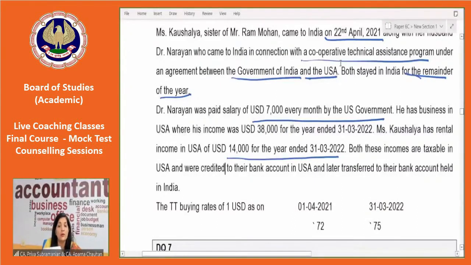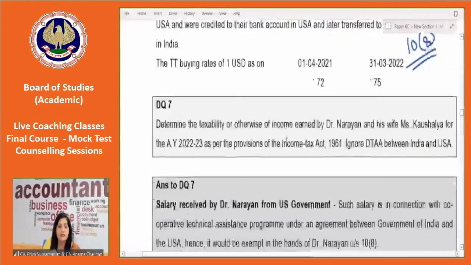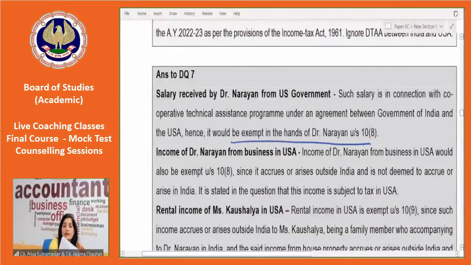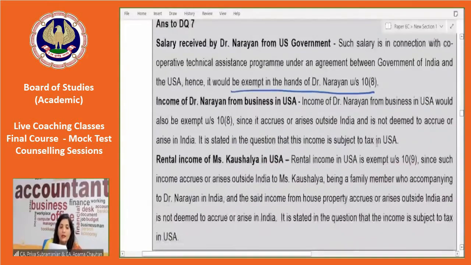in connection with Cooperative Technical Assistance Program under an agreement between Government of India. Section 10(8) deals with exemptions, providing the exemption to such individuals who came to India. In such cases, the income arising outside India would not be deemed to accrue or arise in India, right? Accordingly, the business income and the salary received by Dr. Narayan from the US government would not be deemed to accrue or arise in India, and would be exempt in his hands. And income from business also would not be deemed to accrue or arise in India.